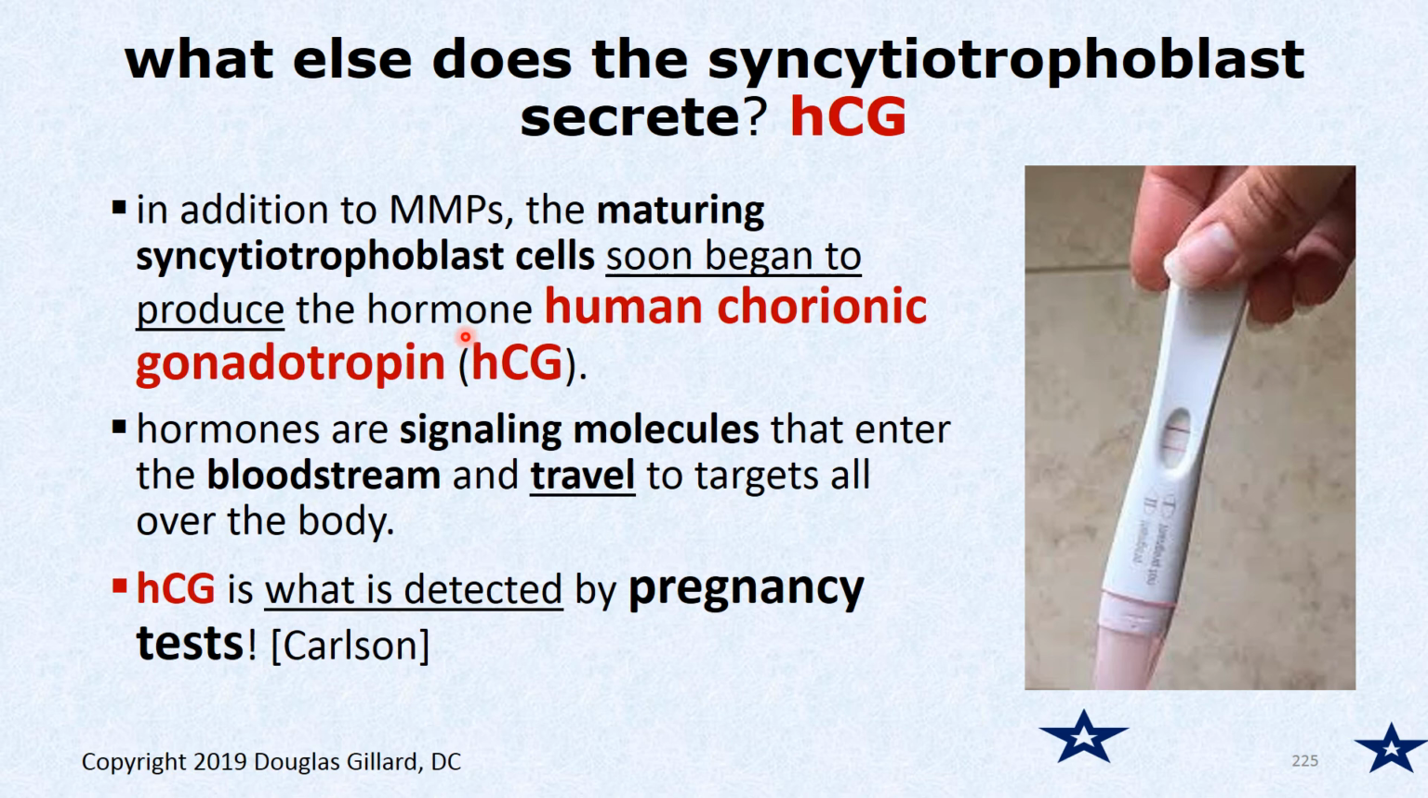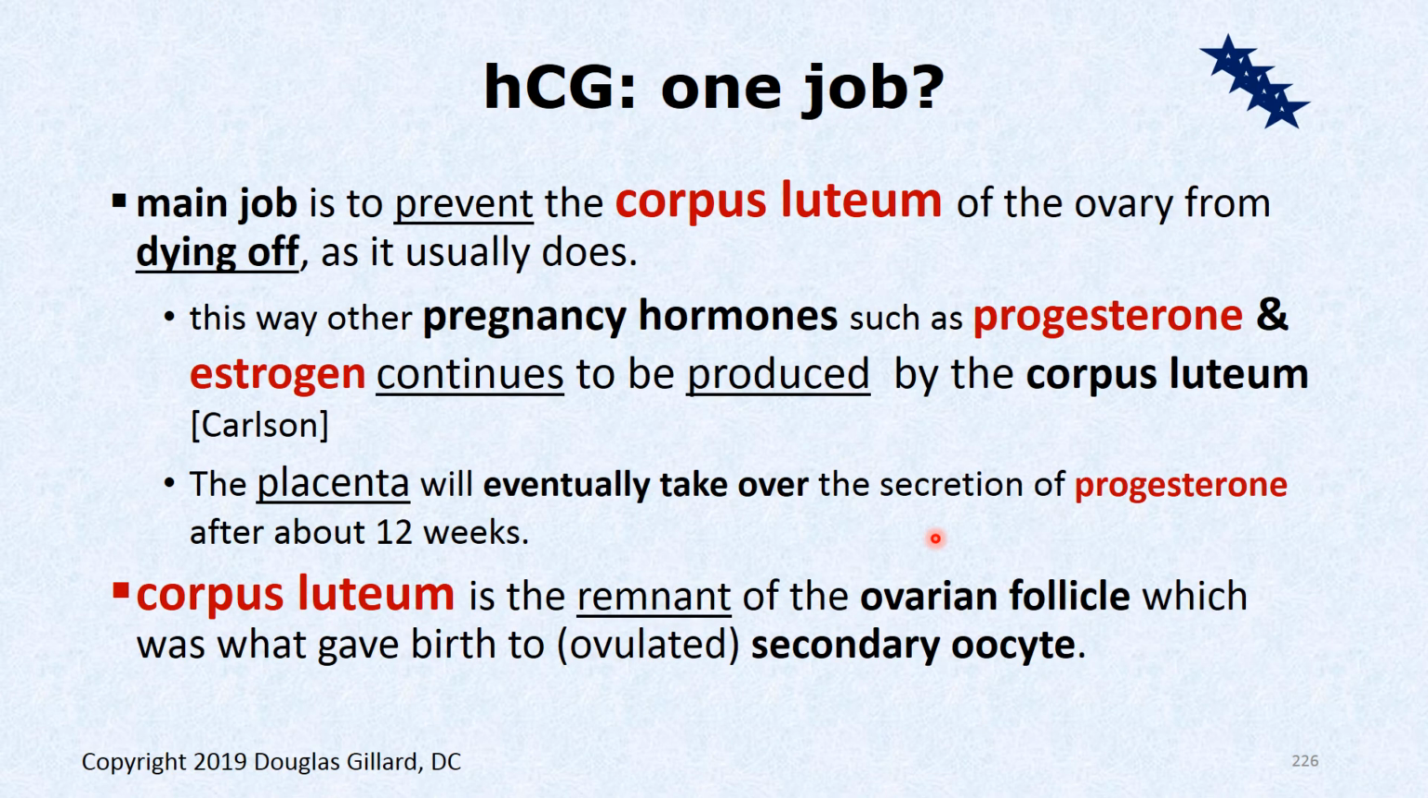Hormones, remember, get into the bloodstream and can travel throughout your body and cause all sorts of things. But they also get into the urine, and you can detect them and tell if you're pregnant. Normal people don't have this around. Right? So hormones are signaling molecules, everything I said. And that's what's detected. Pregnancy tests, one way to do it. What's the job? Another job.